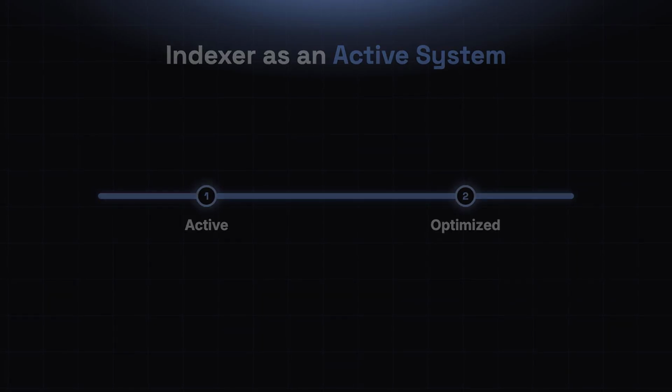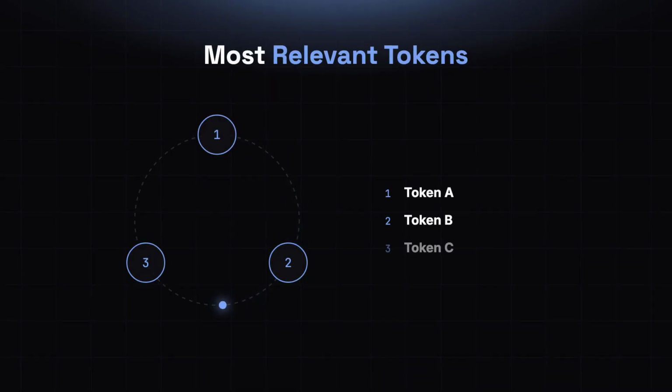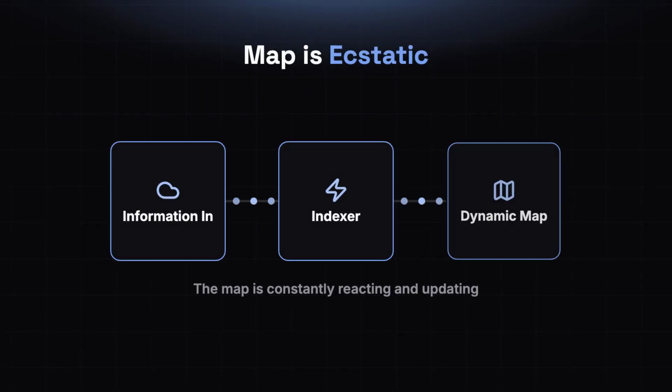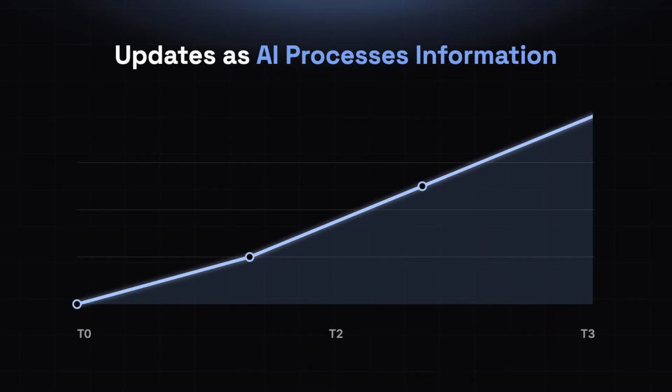It's not just a passive list, it's an active, optimized system designed to rapidly identify and retrieve the most relevant tokens for any given calculation. Think of it as a specialized hardware and software layer that pre-processes the input, creating a highly organized, dynamic map of where important information resides within the vast context window. This map isn't static. It constantly updates as the AI processes information, prioritizing the most likely relevant connections for the current task.